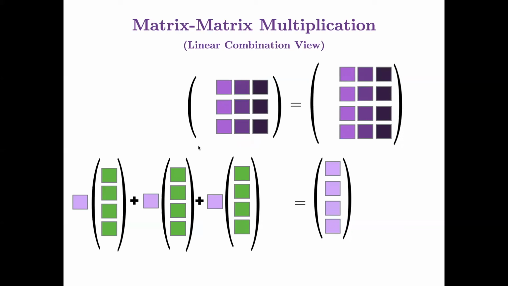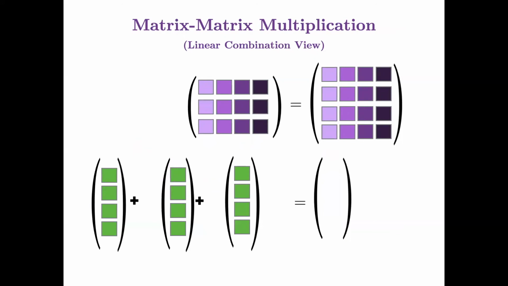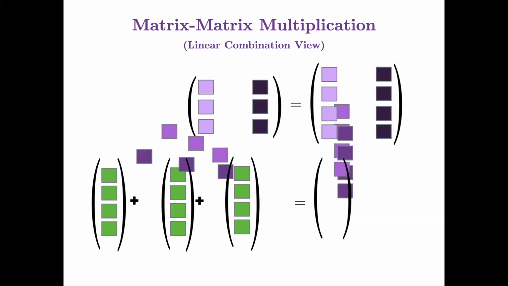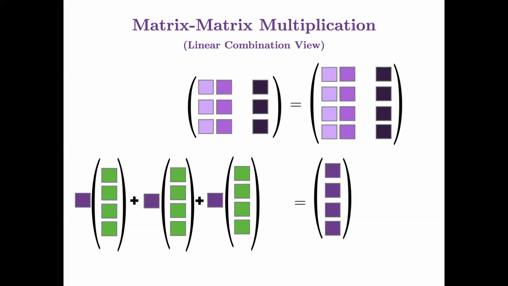Now, one of the reasons why this is so important is because it's true for every column of the result. The second column is given to us with a linear combination of the same vectors, those same green vectors, with new coefficients. Similarly for the third and the fourth.